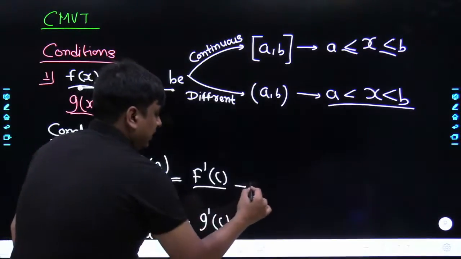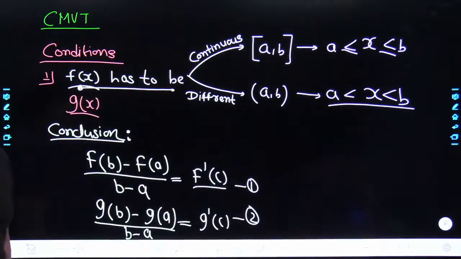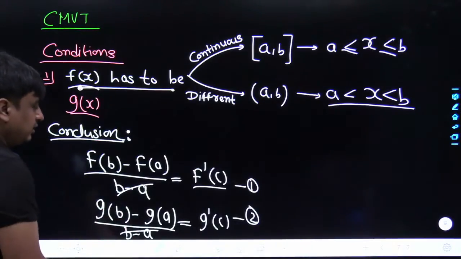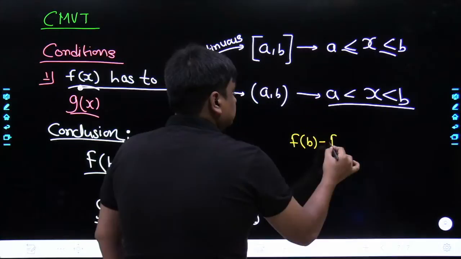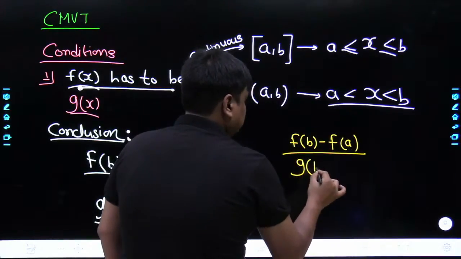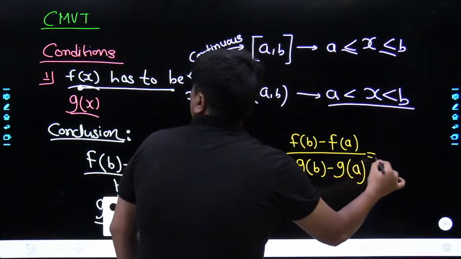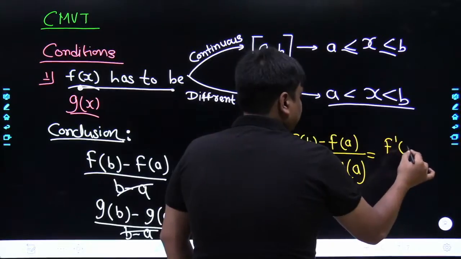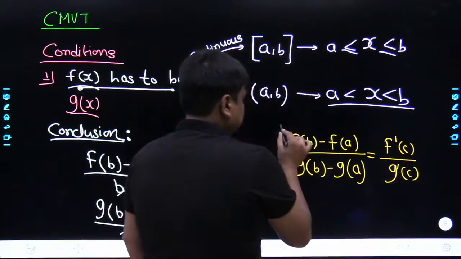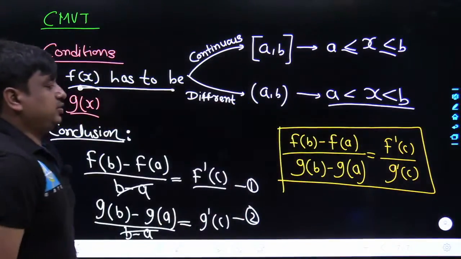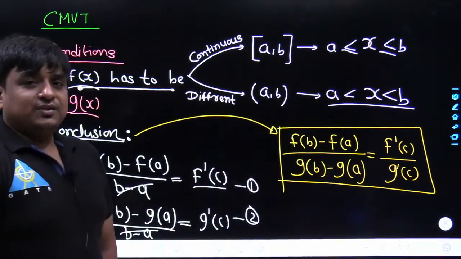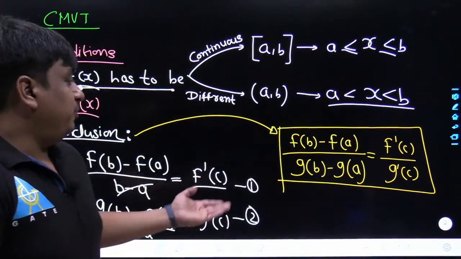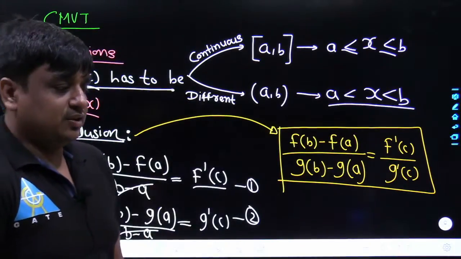So do one thing, let's divide equation 1 and 2. If you divide equation 1 and 2, what will happen? B minus a will get out, and the result which would come in our hand is the result of Cauchy's mean value theorem. So the formula behind Cauchy's mean value theorem is f of b minus f of a divided by g of b minus g of a equals f dash c divided by g dash c.